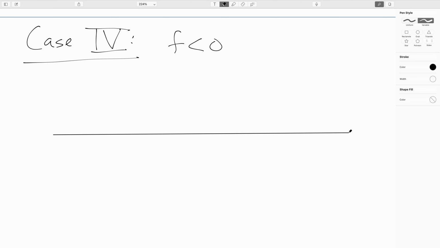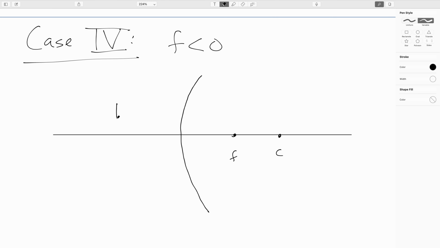So here, let me go ahead and draw in our optical axis. There we go. I'm going to note my center of curvature and my focal point. The focal point is still halfway between the mirror and the optical axis like so. And the object is just literally anywhere in front of the mirror.